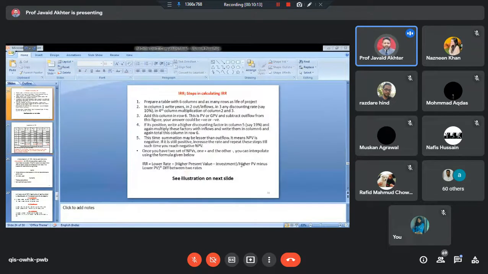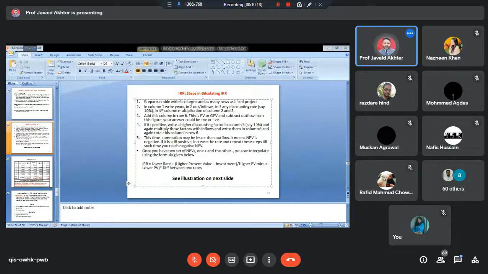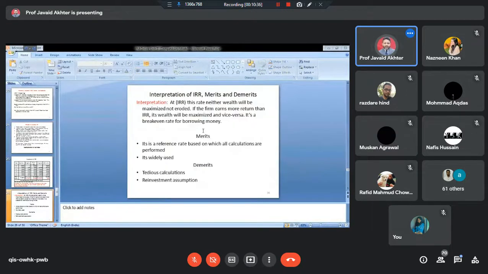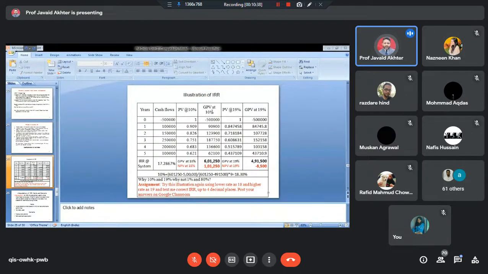I'll go back to the slide where the steps were explained. We have prepared a table. We have entered inflows and outflows. We have assumed a figure at 10%. Any figure could be assumed. At that figure, it was positive. Then we moved on to another table with another factor. At that factor, it became negative. So our purpose is served. That means our rate will be more than 10%, but less than 19%. And what will be that exact rate? For that, we need to enter the formula.